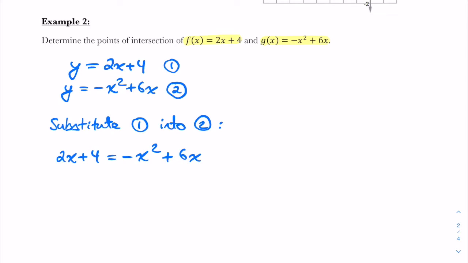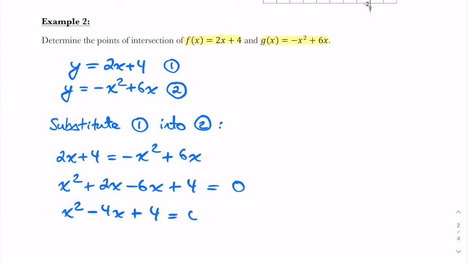Anytime you solve for x, it's always a good idea to bring everything to one side. I'm going to bring all terms to the left-hand side. Okay, and I already started grouping together like terms. So let's simplify this to get x squared minus 4x plus 4, and all of that is equal to 0. After simplifying, we've created a new quadratic equation. This quadratic equation represents solutions to the linear quadratic system that we were asked to solve in the question.